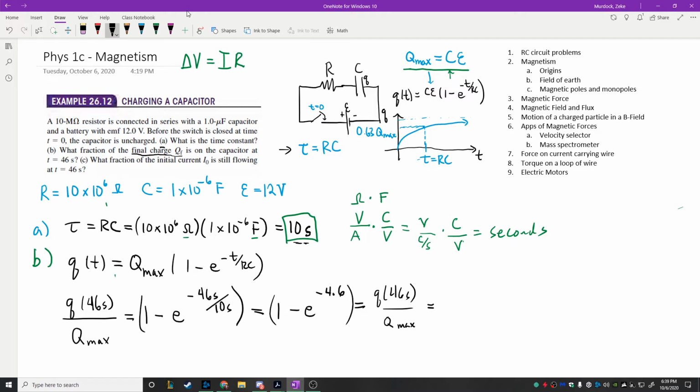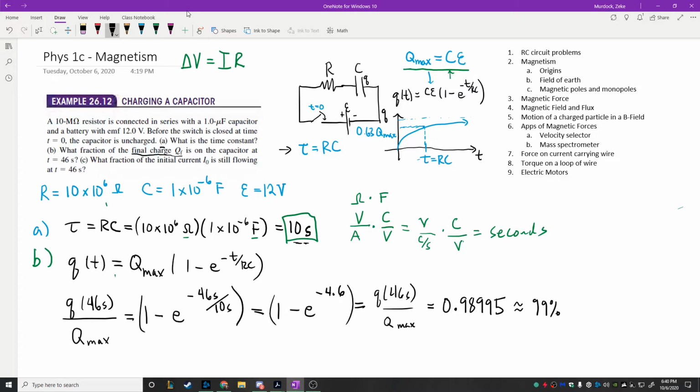It's 1 minus e to the negative 4.6. Yeah, really, really close to 99%, right? So that's 0.98995, I think. We could just put 0.99, but there you go. So about 99%.